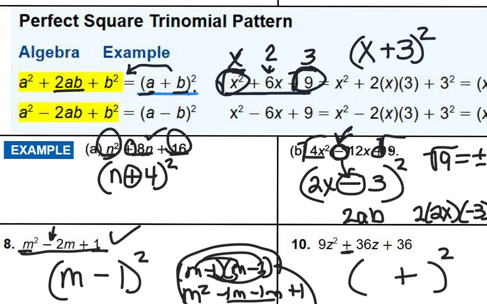All right, so middle is a positive. It's going to be something squared. So the square root of this would be 3z, and the square root of 36 is 6. Okay.